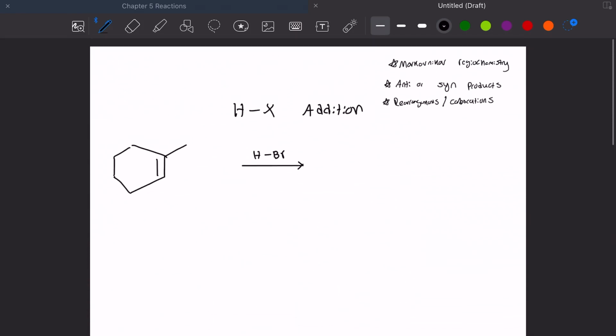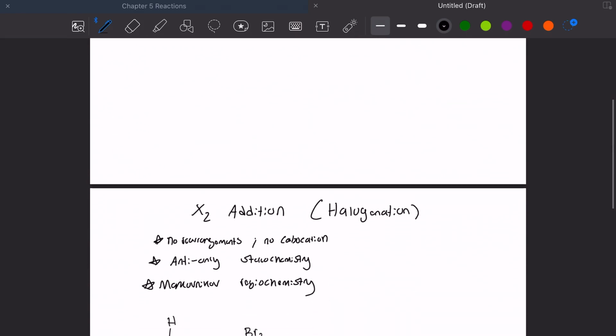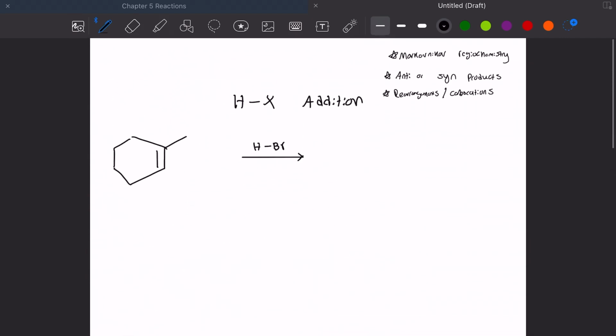The reason why I include the HX addition from the first unit is to give some background knowledge and to help explain further the mechanisms of halogenation, halohydrin formation, and why we do these different mechanisms and reactions. I'm going to start by walking through the process of HX addition. If you already know this, feel free to skip forward.